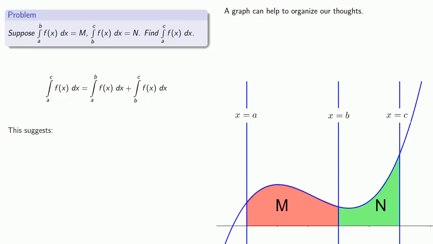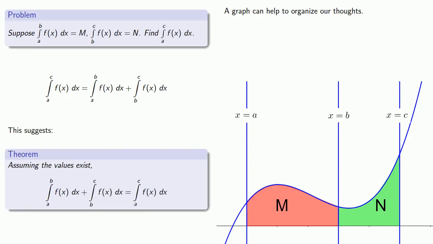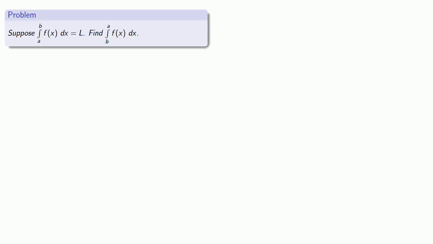And this leads to another important theorem. Assuming that the values exist, the integral from a to b plus the integral from b to c should be equal to the integral from a to c. So let's put our theorems together.